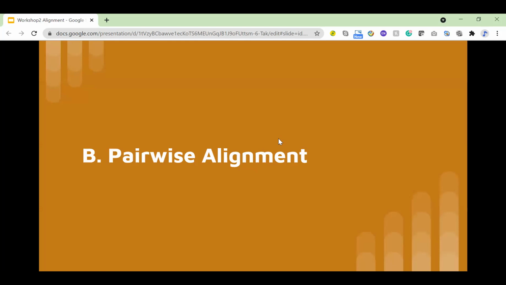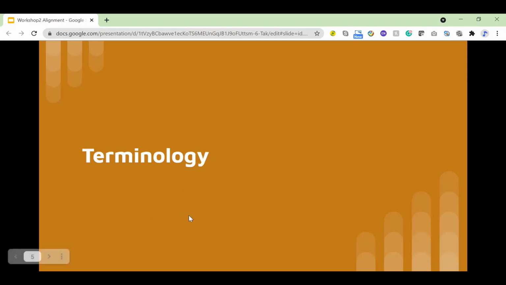Of course, we have different types of alignments. Firstly, we're going to talk about something called pairwise alignment. Pairwise, of course, is just two sequences together, so in pair. Let's focus on some terminology first.